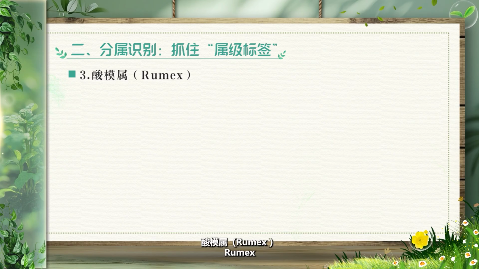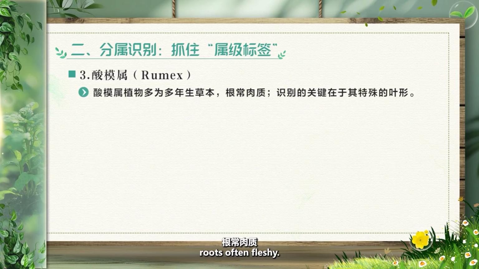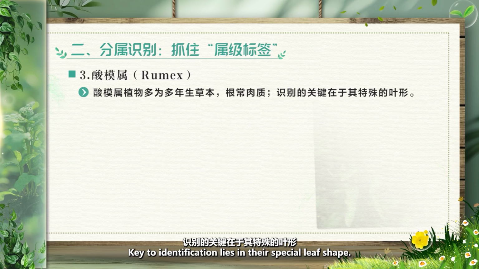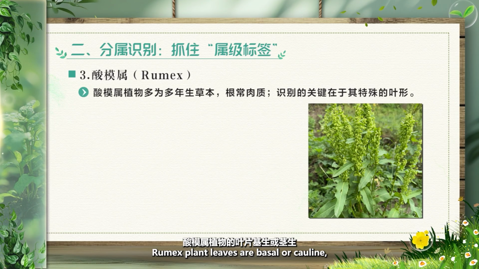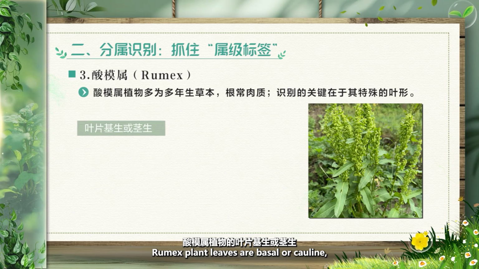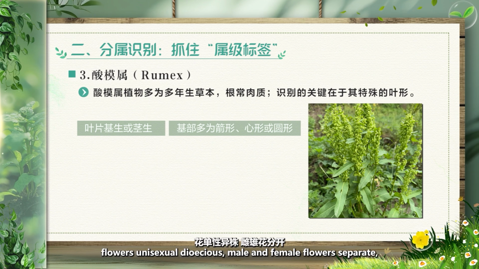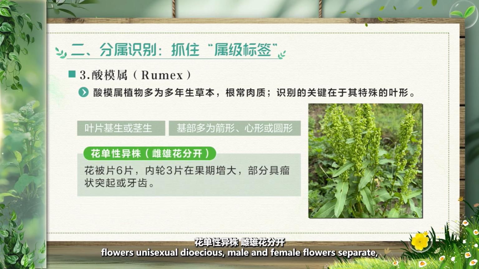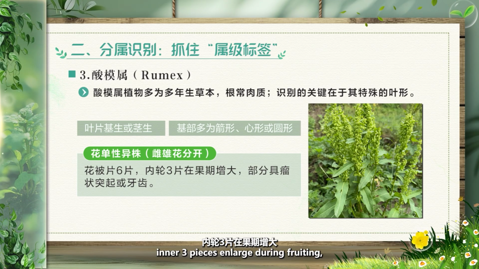3. Rumex. Rumex plants are mostly perennial herbs, roots often fleshy. Key to identification lies in their special leaf shape. Rumex plant leaves are basal or cauline, base mostly sagittate, cordate, or rounded. Flowers unisexual, dioecious, male and female flowers separate. Tepals 6 pieces. Inner 3 pieces enlarge during fruiting.